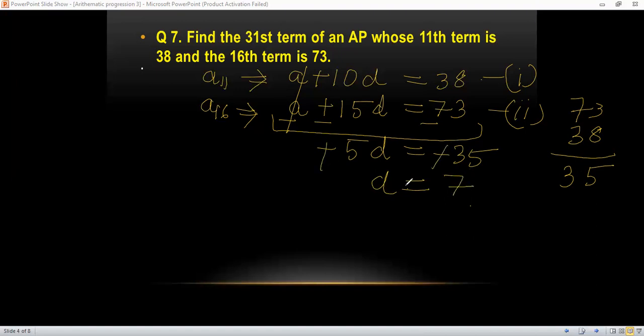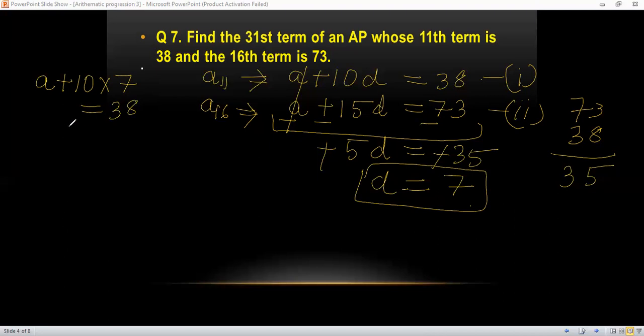D will become 7. Now substitute the value in any equation. In first you substitute the value: A plus 10 into 7 is equal to 38. A plus 70 is equal to 38. So A will become 38 minus 70.